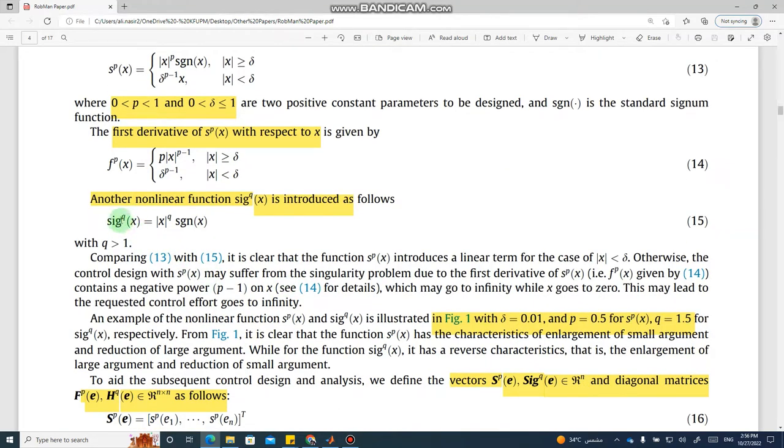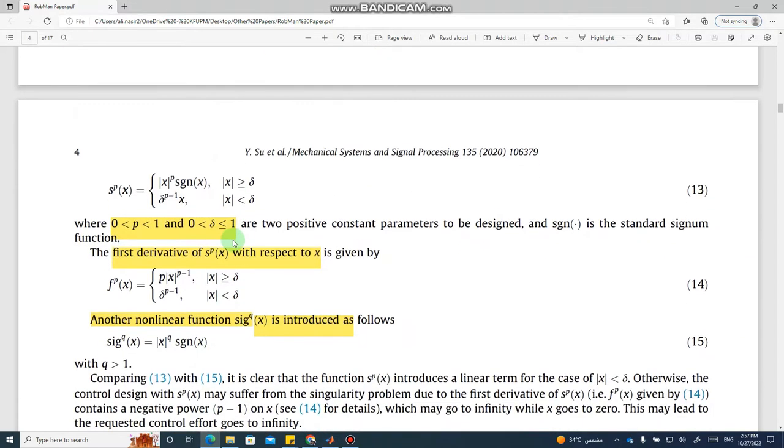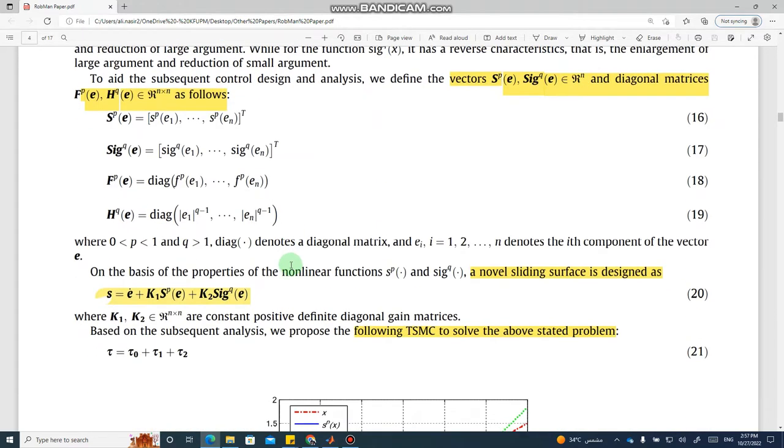And this sig q of x function is just magnitude of x raised to the power q times the sign of x. They have defined these functions for making these equations look less messy. You can see this equation written in a nicer way because these two functions, sp and sig q, have been defined above.